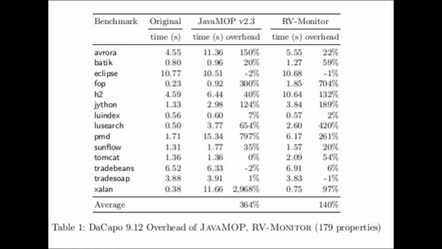As you can see, RV Monitor monitors around 200 Java API properties on a DaCapo benchmark, with almost 3 times less overhead than Java MLP, bringing it to within the realm of practicality for use on mobile devices, where overhead directly translates into performance and battery life constraints.